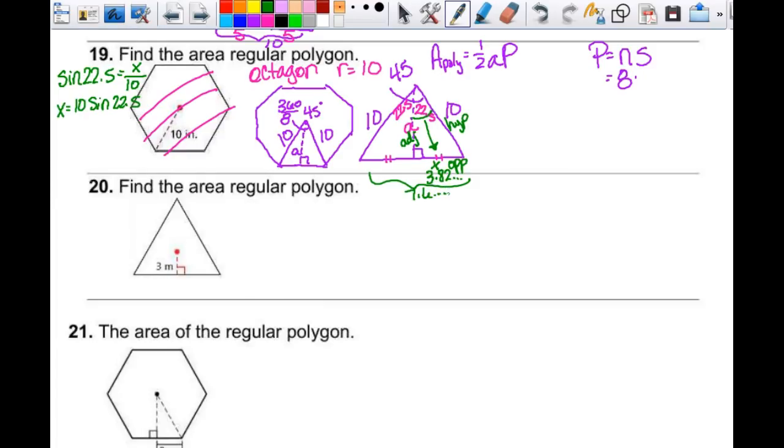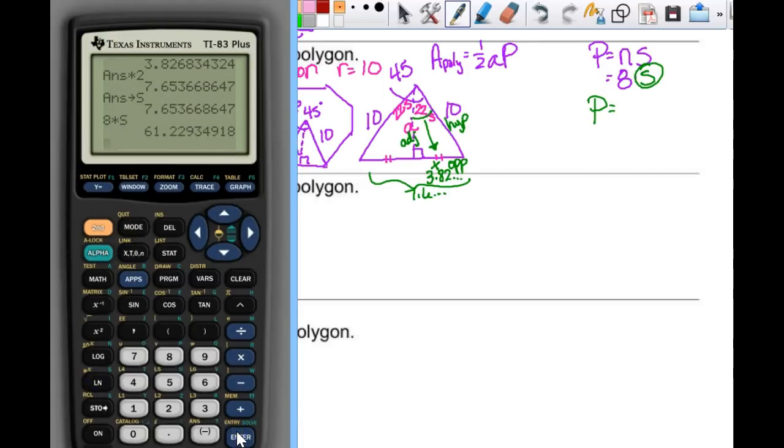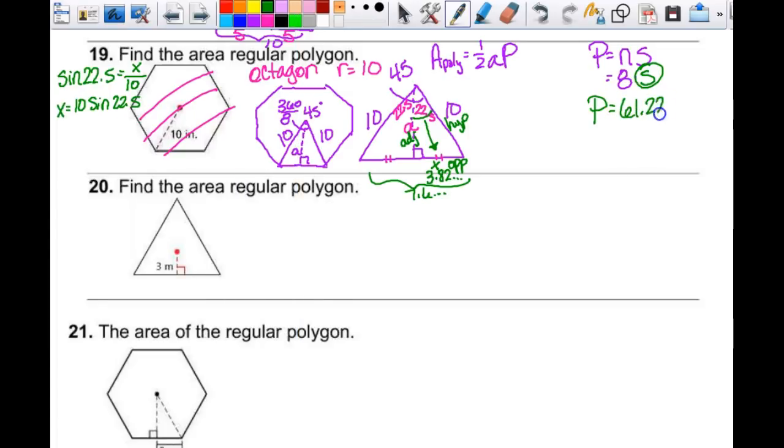So I'm going to come back over here, and I'm actually going to substitute in s. I'm going to circle it, and I'm going to find my perimeter. Let the calculator do that for me. This is going to be 8 times alpha s. And since that represents the perimeter, I'm going to store it in P for perimeter. So I'm going to store it alpha P. And so that's my perimeter. It's 61.229. But that is a stored number.